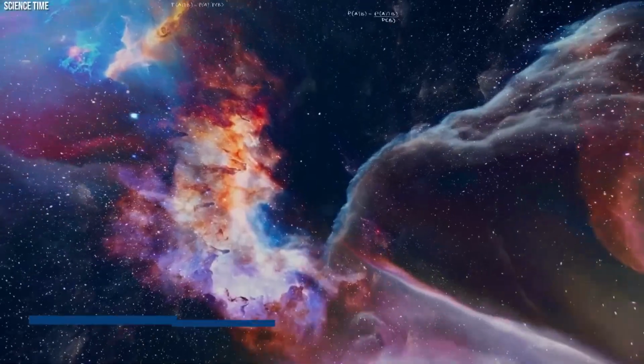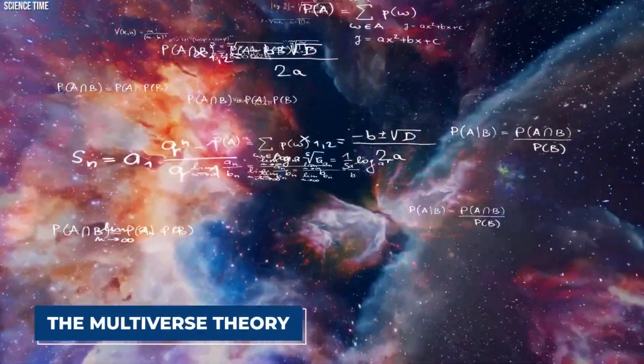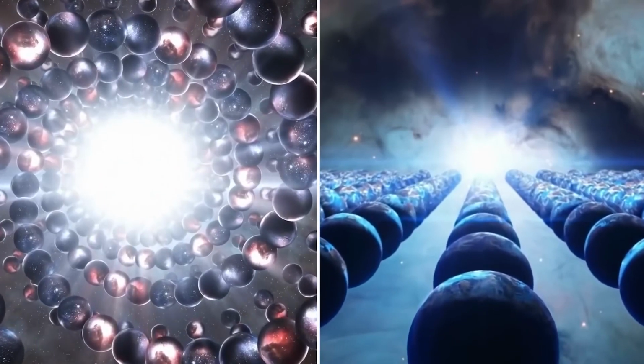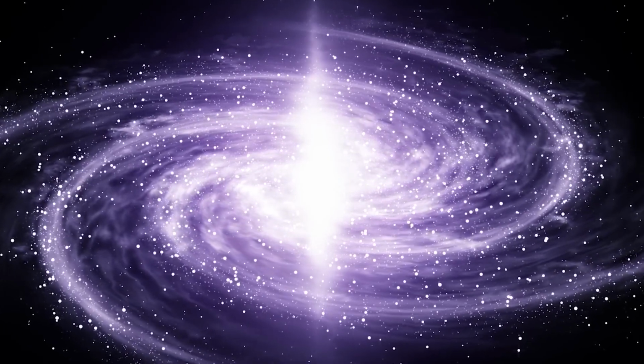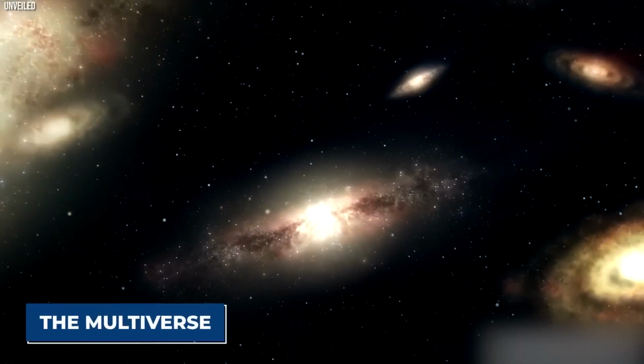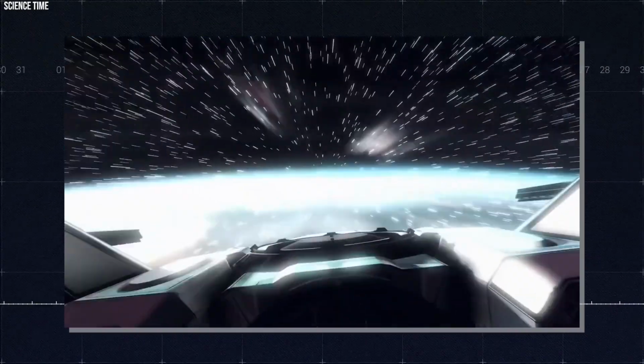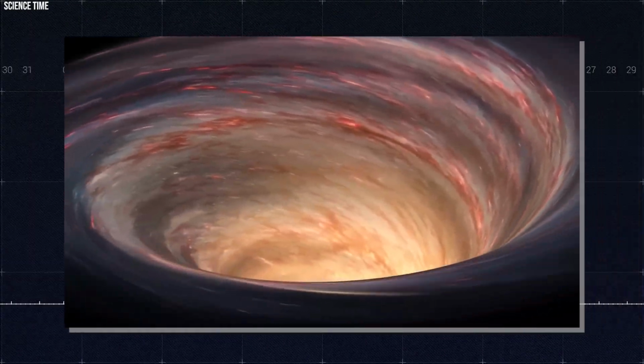Number 4. Multiverse theory. The multiverse theory takes our understanding of the cosmos to an entirely new level of complexity and intrigue. It posits not just one universe, but an infinite number of universes, collectively known as the multiverse. In relation to black holes, this theory suggests that every black hole may be a gateway to another universe, or perhaps the birthplace of one.